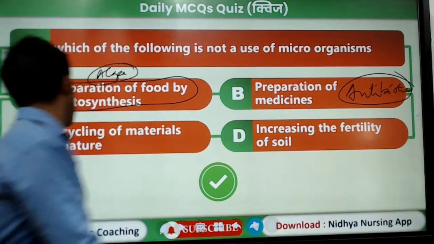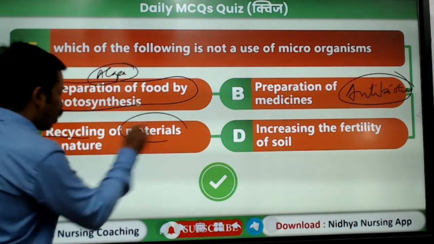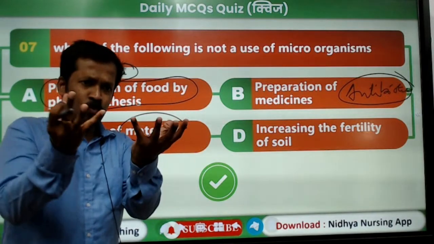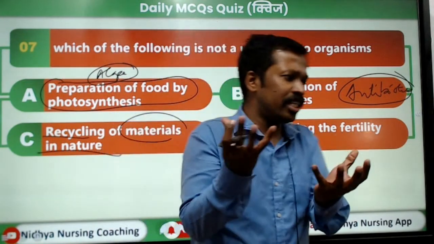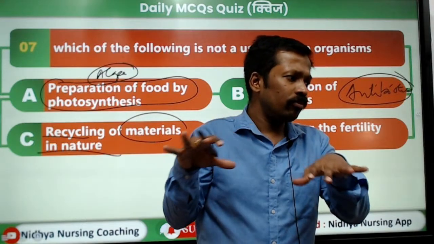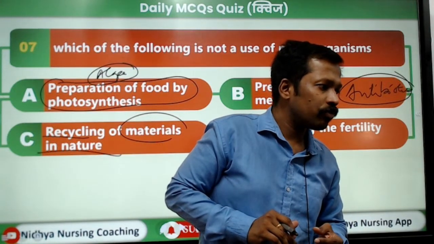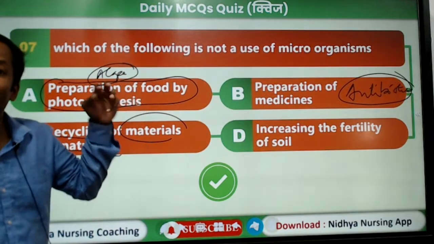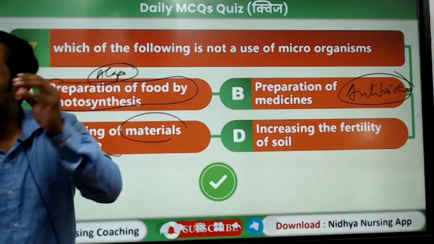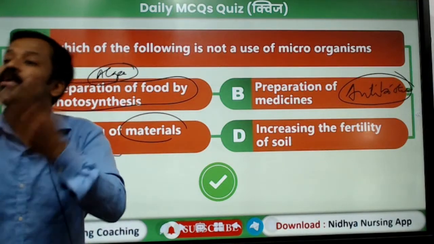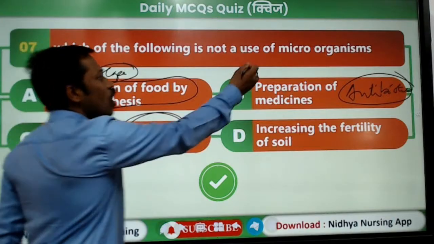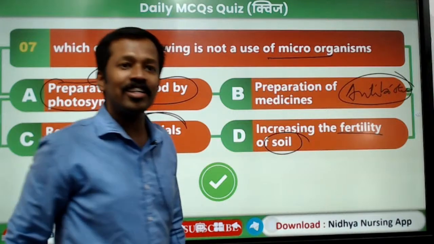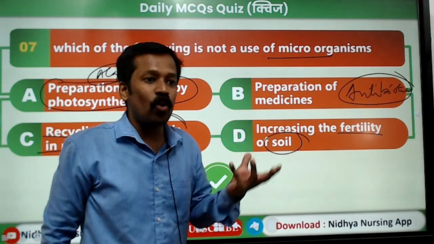And the next one, recycling of materials in nature. Whenever a material is disposed, it will be recycled, isn't it? Yeah, very good. So recycling, composting, that is also one of the functions of microorganisms. And increasing the fertility of soil, isn't it?